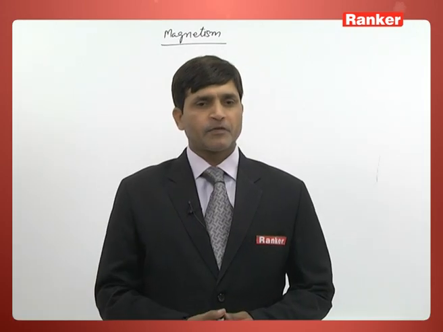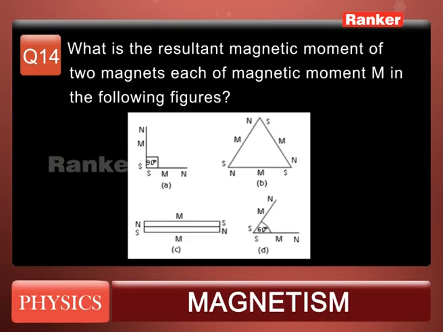Now see the question number 14. What is the resultant magnetic moment of the magnets each of magnetic moment M in the following figure? In the first figure, two magnets are kept mutually perpendicular. In the second figure, three magnets are kept making a triangle. In the third figure, two magnets are oppositely oriented. And in the fourth figure, two magnets are kept making an angle 60 degree.